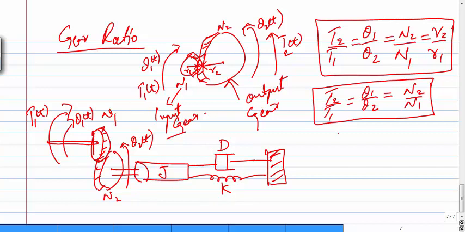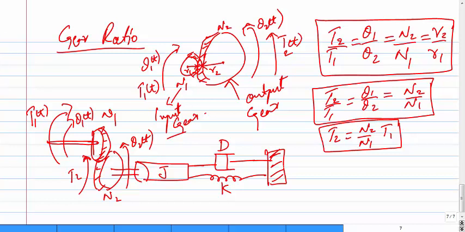So how do we do it? From here we know that there is also a torque that is T2, so we need a relation between T1 and T2. From here we know that T2 is equal to N2 divided by N1 times T1. So this is the relation. The second relation that we need is for theta, and we can calculate this in terms of theta 1, or we can look at theta 2 and solve for theta 2 as well.